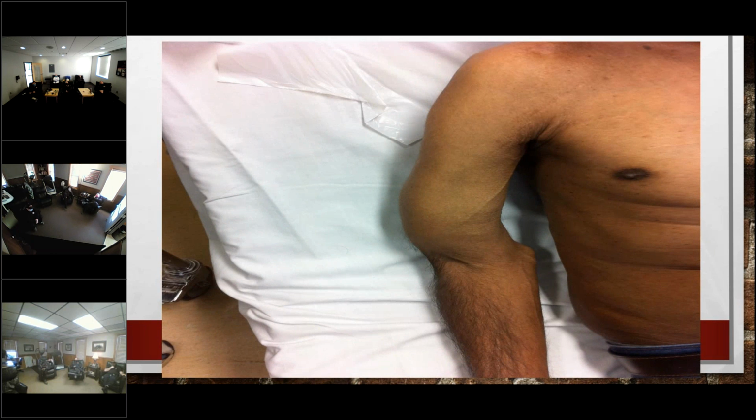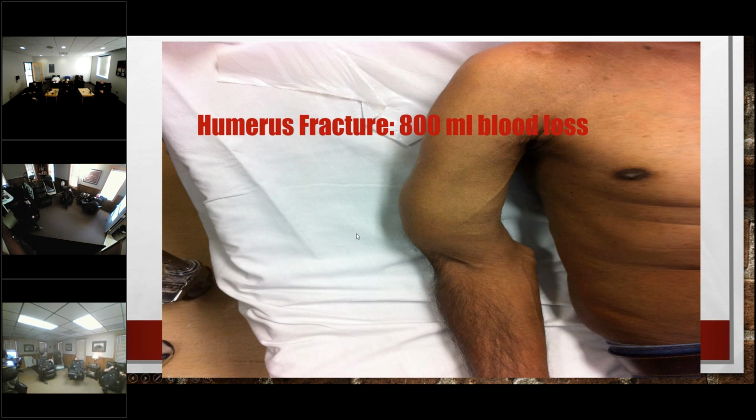So now with an injury like this, we're dealing with smaller blood vessels, smaller space cavity, and a smaller bone. So this is a humerus fracture, and we're looking at about 800 milliliters of blood loss potential with something like this. But even at 800 milliliters, remember, that's going to put us right on the cusp in between compensated and decompensated shock.